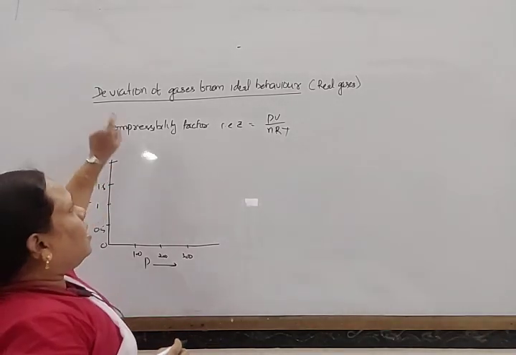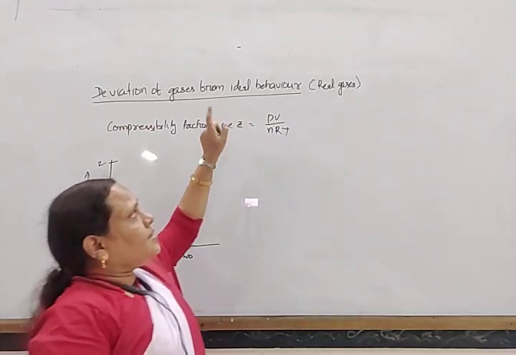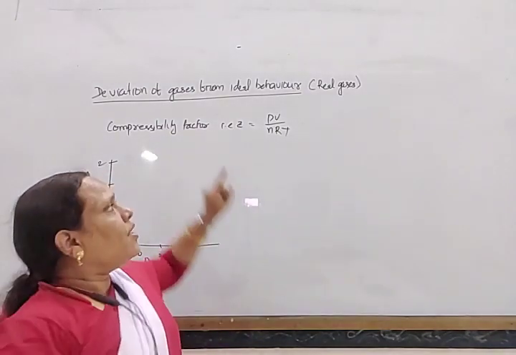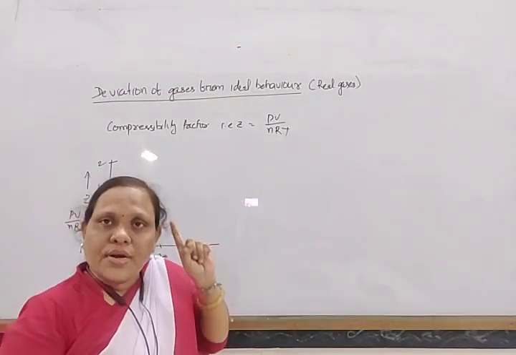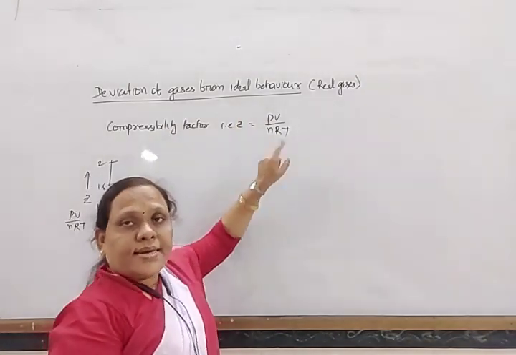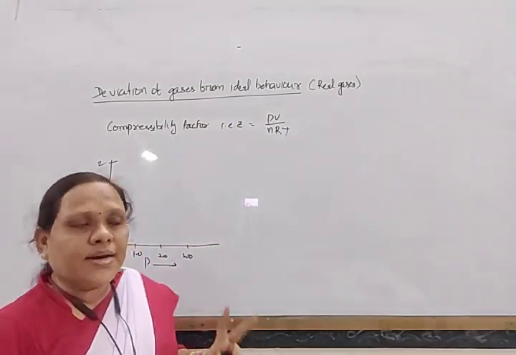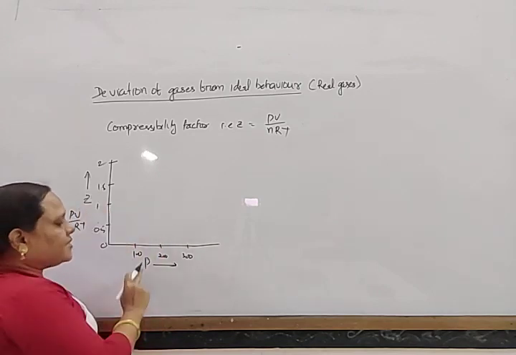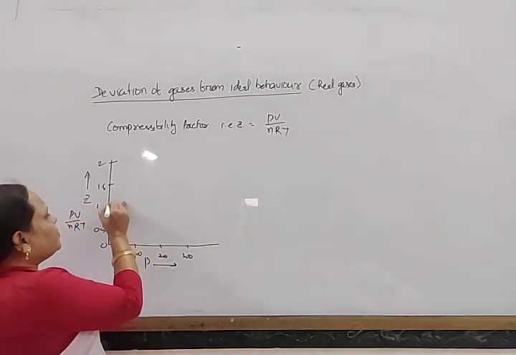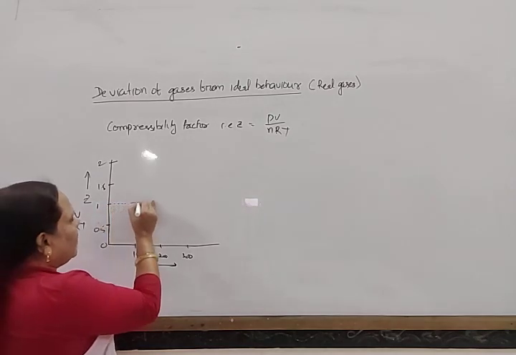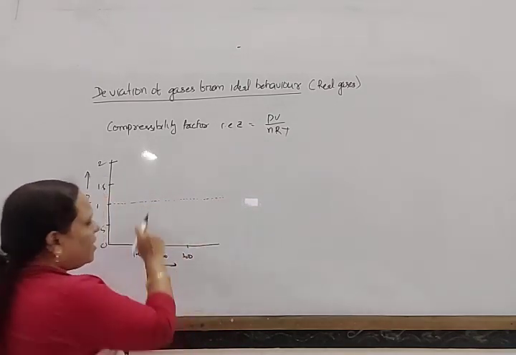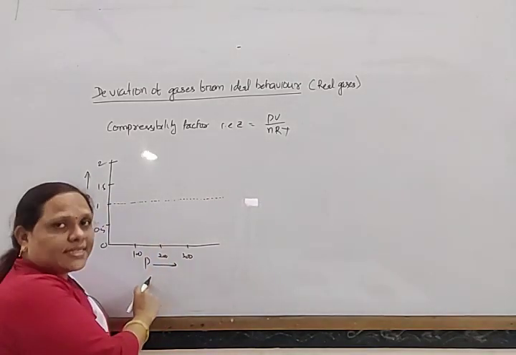If any gas obeys the ideal gas equation, then Z should be equal to 1, and the PV by nRT value should be equal to 1. When we draw a graph of Z versus pressure, it should always be a straight line at 1, parallel to the pressure axis.